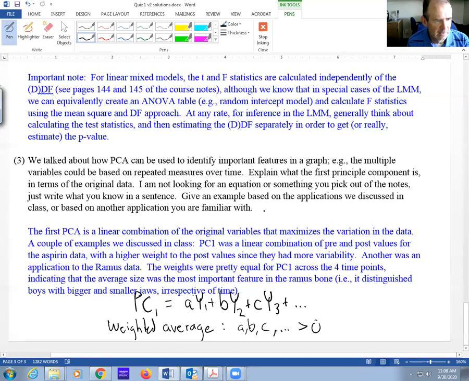So I think saying it's a linear combination is a little more general. And if some of these are negative, then it's indicating something other than an average. It could be like a linear trend or something like that, right? And that feature could be stronger. The average doesn't have to be the strongest feature. The linear trend could be the strongest feature in the data. But as an example, with the Ramus data, it was the average. That was the most important feature in terms of variation.